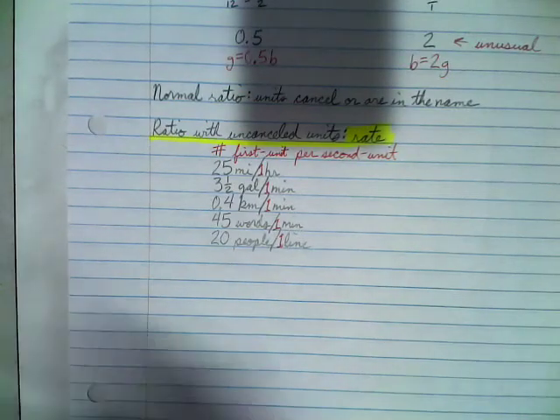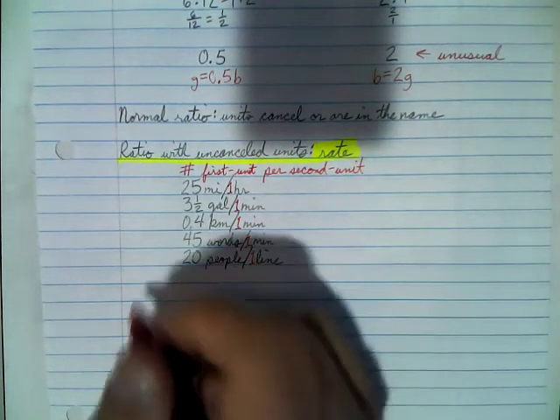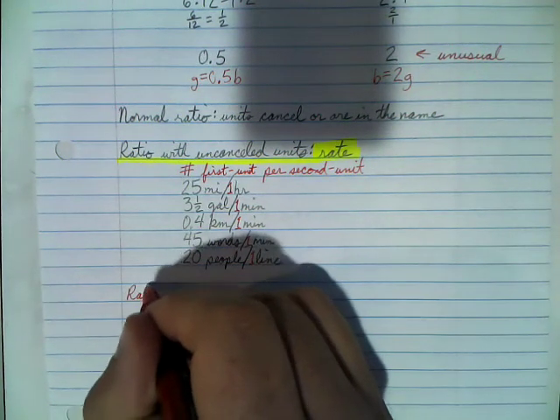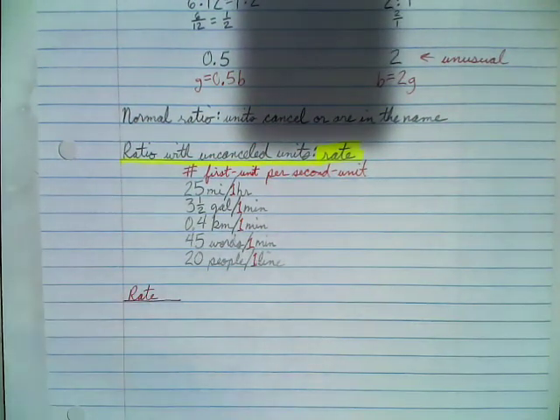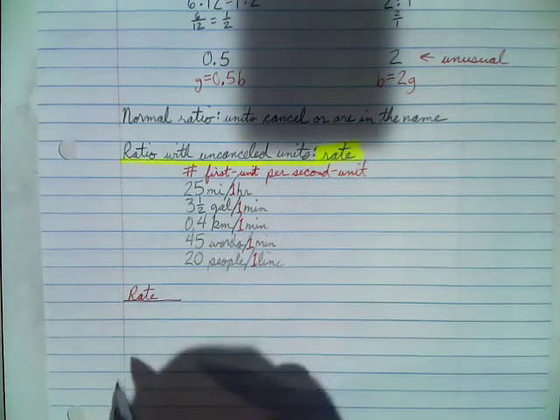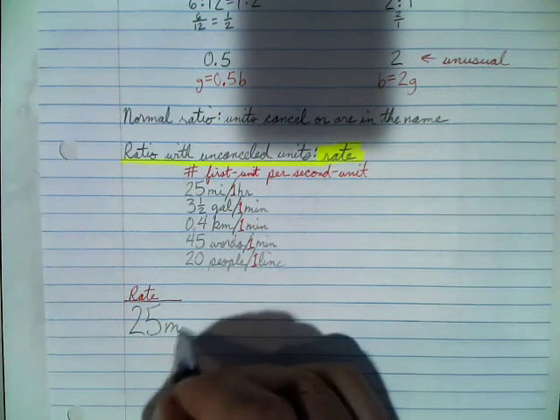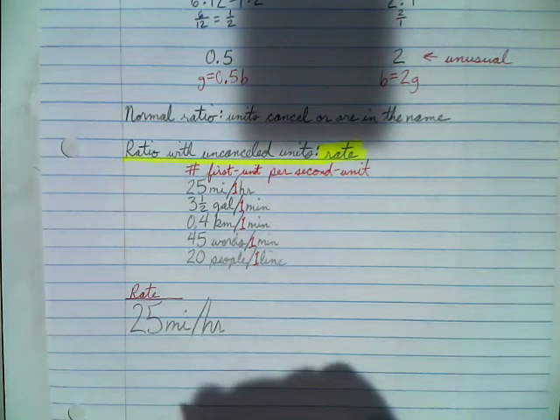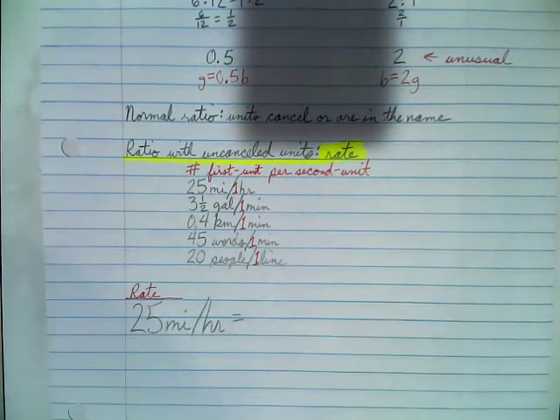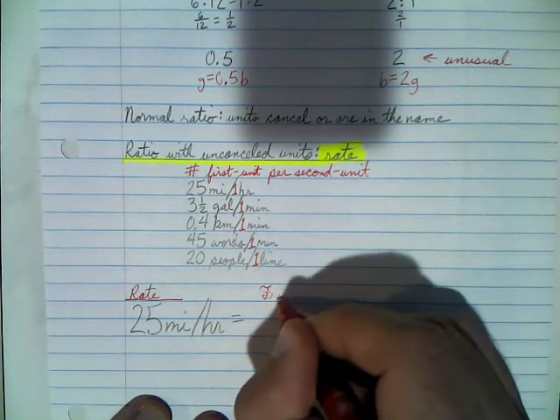So we're going to take a look at how to use rates in a problem. And we're going to make a little chart. We're going to start with a rate. And for our first rate, we're going to go with our first example there. 25, and I want to make this double big. I want you to make this double big as well. 25 miles per hour. And I'm going to put an equal sign here. And this is where we're going to put our second column for our chart.